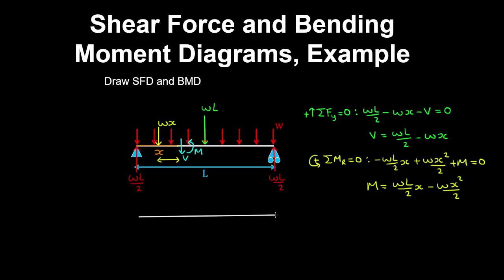And now we can draw the shear force diagram. So we have a jump in the shear force at x equals 0, which is equal to that reaction. And at x equals L on 2, the shear force is 0, and we can see that the shear force is linear along that beam. So at x equals L, the shear force is minus WL on 2, which is again equal to the magnitude of the reaction at the other end.